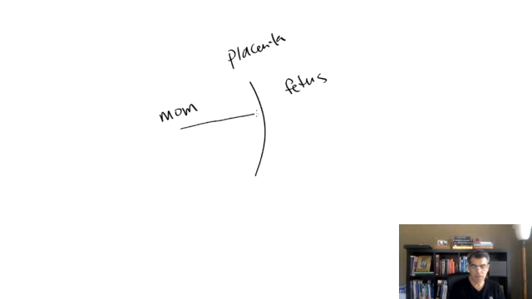Now think about it. If this is the placenta, here is the mom's blood, and this is the fetus blood. The oxygen is going to come from the mom to the placenta, and blood is going to move away, but the oxygen is going to come to the fetus. But why is oxygen going to come from mom to the fetus?